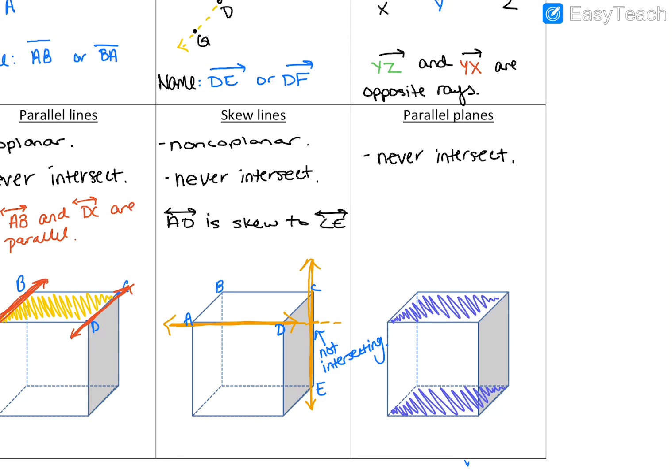Okay. There's also one more thing I'm going to add to this. You can also have a line and a plane that are parallel. For example, if I was talking about this line right here, that line would still be parallel with that bottom plane, okay? And that's because this line lies in a plane that is parallel to this plane. So you can have a line that's parallel with a plane as well.